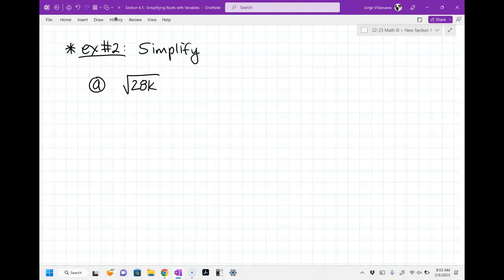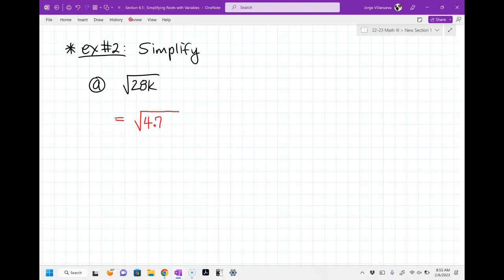So the square root of 28k. Now whenever I see letters and numbers inside of radicals or roots, square roots or cube roots, I always start with the number first. So what two numbers multiply to 28, but one of them should have a nice square root? Again, this is where a calculator kind of helps, right? Like you try 2 times this, 3 times that, 4 times that. Anybody know what times what is 28? 4 and 7, and 4 has a nice square root.